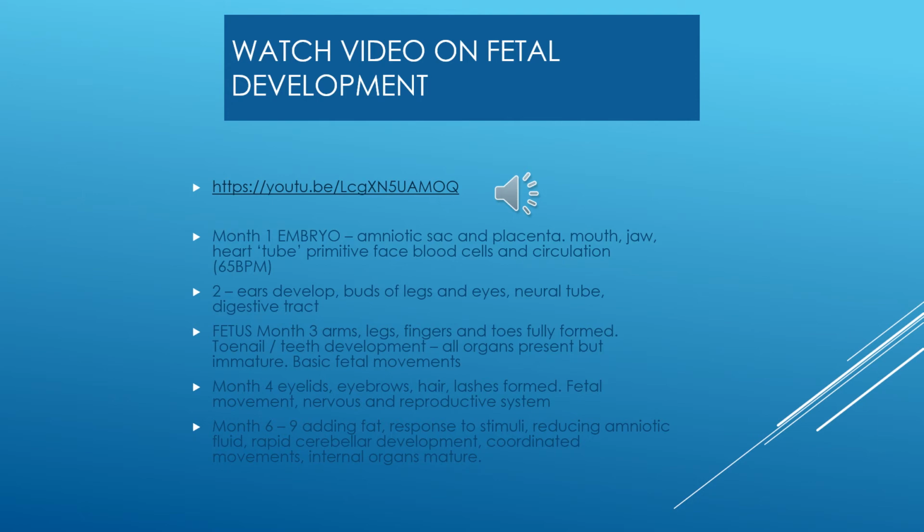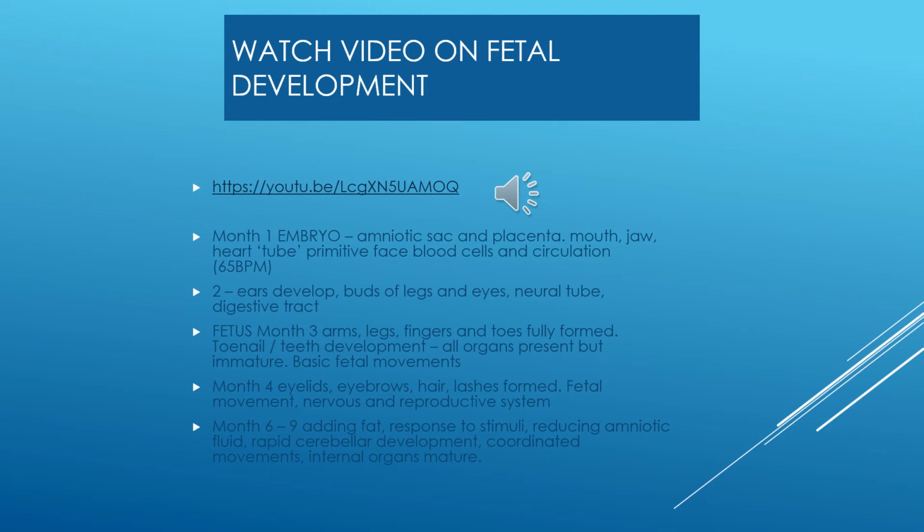By 6 to 9 months, all the babies are doing is just trying to add fat, with increasing responses to stimuli as the central nervous system starts to really increase. Amniotic fluid starts to reduce a little bit. You start to see the brain developing really rapidly, getting ready for extrauterine life. You start to see movements becoming coordinated, and the maturation of all of the internal organs.